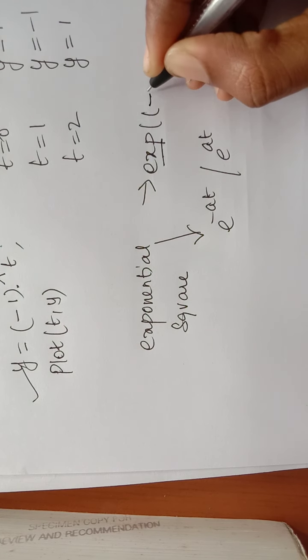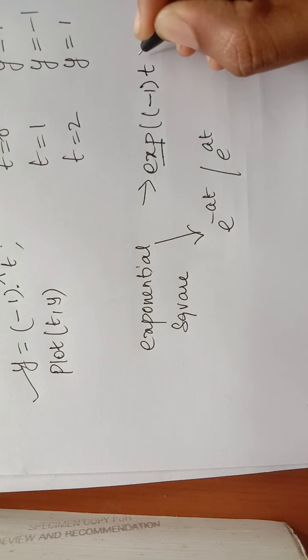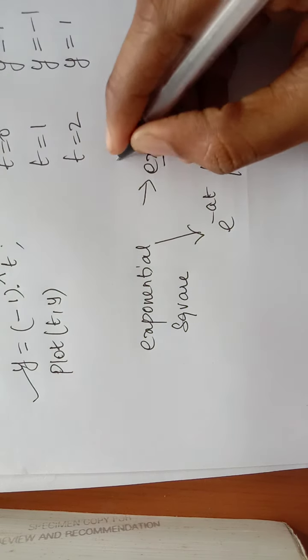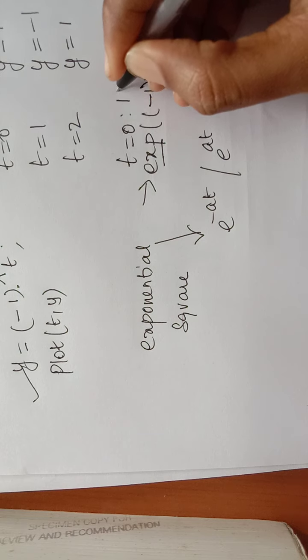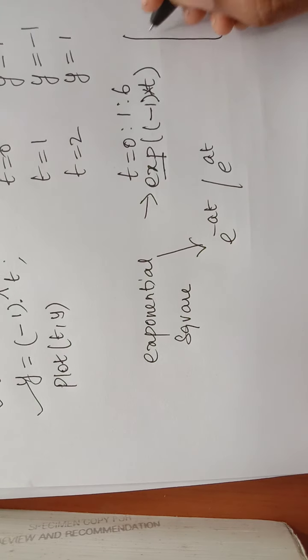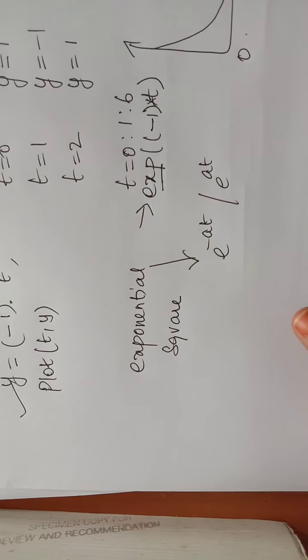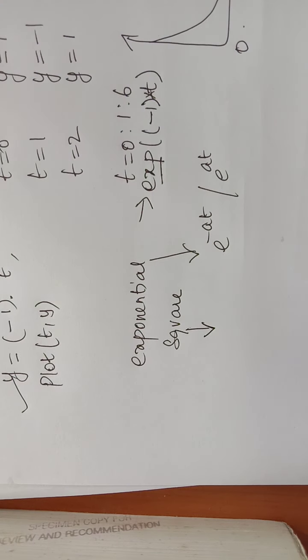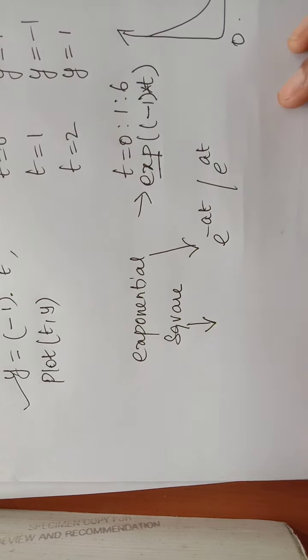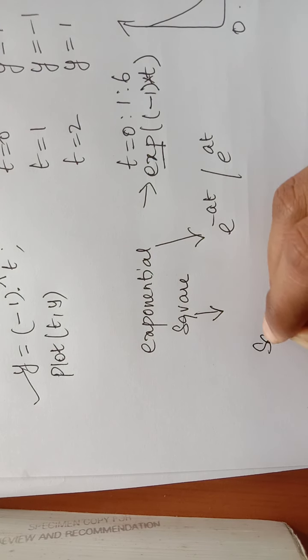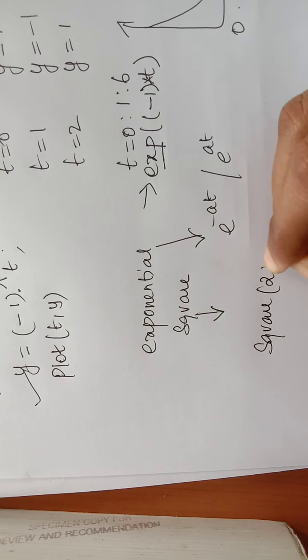For amplitude, for a I am using -1, and for t I am using t, with t equal to 0 to 1 to 6. So you will get a decaying exponential like this. Similarly, we can use a square function to generate a square wave. Here the built-in function available for generating a square wave is square of 2 pi ft.